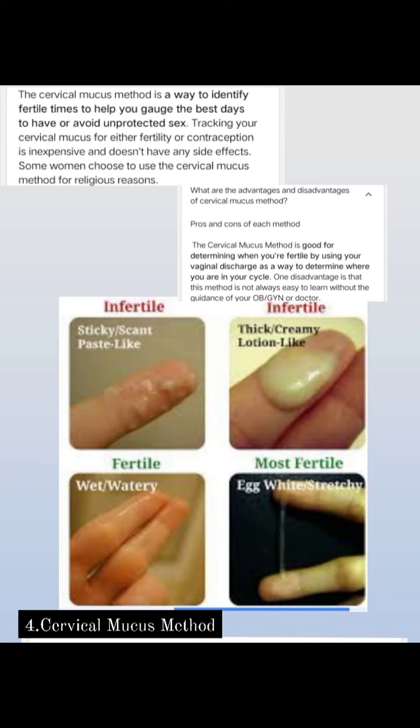The advantages and disadvantages of cervical mucus method. The cervical mucus method is good for determining when you are fertile by using your vaginal discharge as a way to determine where you are in your cycle. One disadvantage is that this method is not always easy to learn without the guidance of your nurse, gynecologist, or doctor. Number 5.